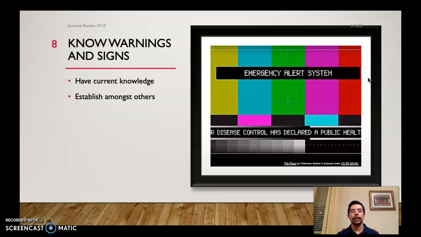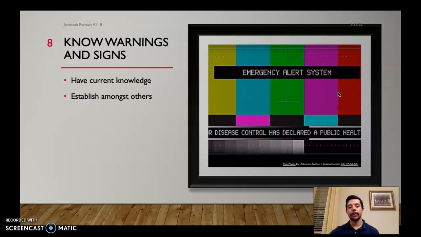And being able to spot the signs and warnings, that goes back to having a current knowledge of world events. Of course, any disaster really is not going to be able to be predicted. But if you have a current working knowledge of what's going on around your area where you live, and then around the world, you should be able to recognize some warnings and signs. And then is that established amongst others? Do others know what the warnings and signs are that will activate the plan? These should be things that will be talked about within your party.